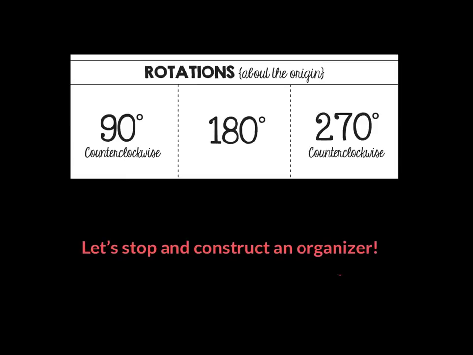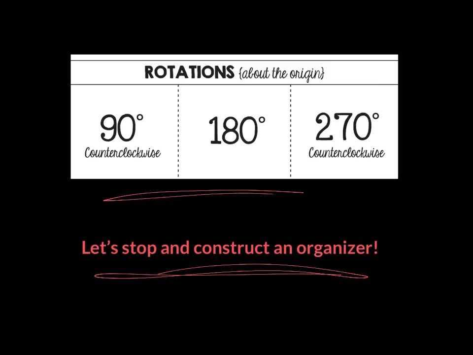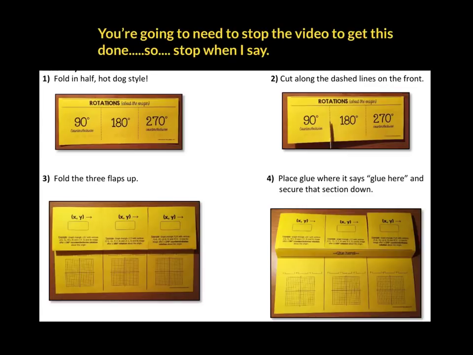But now, let's stop and construct an organizer. So you have a single sheet where you have this on one side. And what you're going to want to do is stop the video and get this done. So stop when I say, but first let's just take a quick look. You're going to want to fold the paper down so that this side folds down over the other two. And there's a couple of lines right here. I would sort of focus on 4. This is how we want to fold along this line and then backwards around this line.